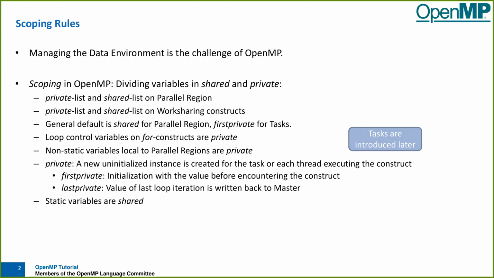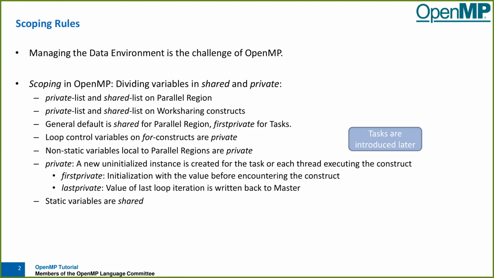We also learned about private variables so far. And this is the point here. The loop control variables on for or do work sharing constructs are private. I think I said that. This I variable has to be different for each thread because each thread performs a different partition, executes a different partition of the loop iteration space. And what I'm trying to list on this slide here are the default rules of OpenMP for scoping.